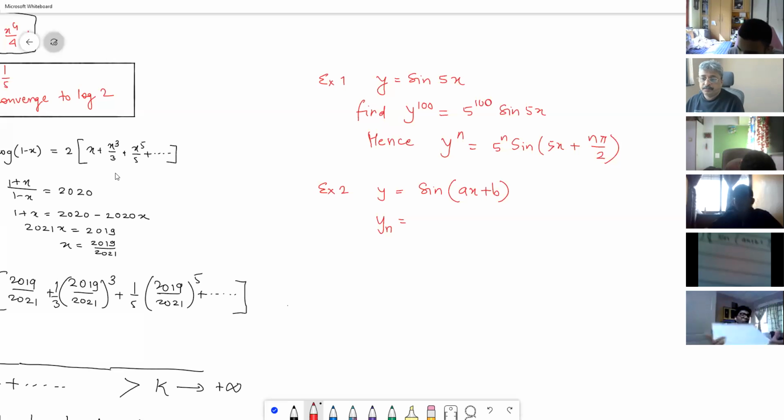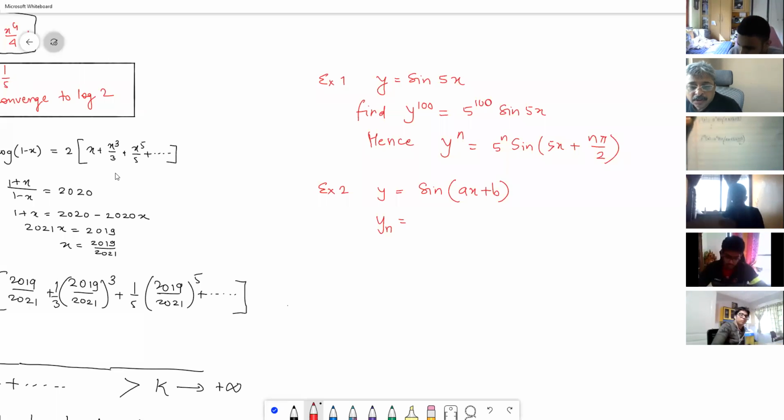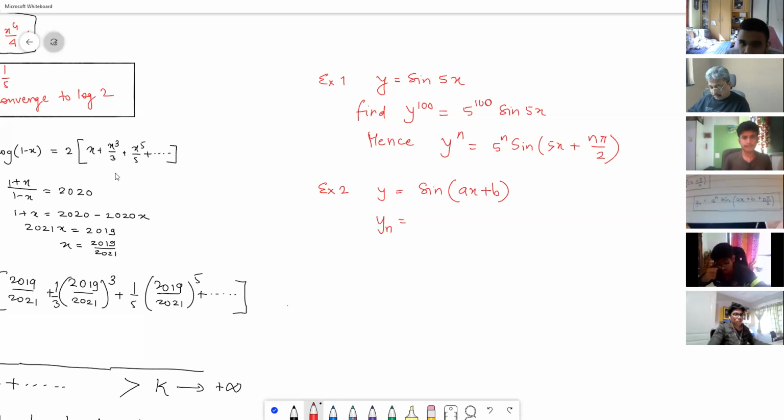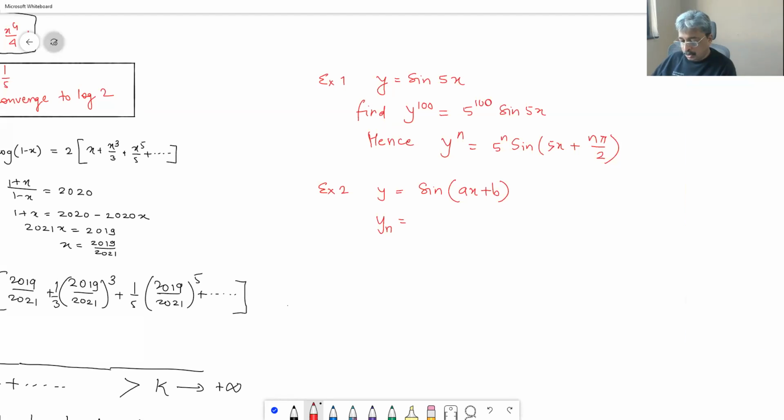Correct. Aditya correct. Mohit correct. Nayan correct. Om correct. Atharva Parulekar correct. Chinmay correct. All those who are showing, it is the correct answer. Okay. So, I had not stopped recording. Good that I am writing the answer quickly. a raised to n sine ax plus b plus n pi by 2.